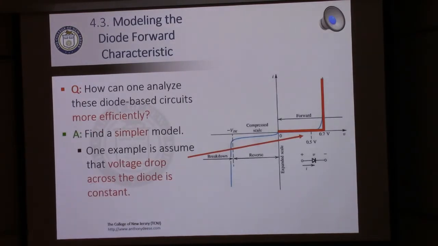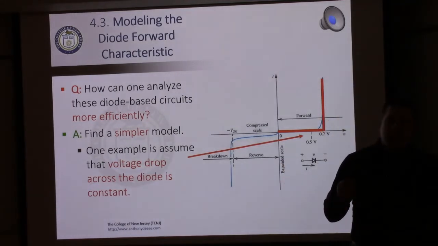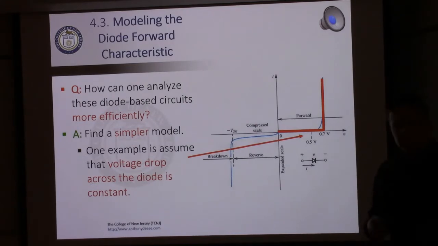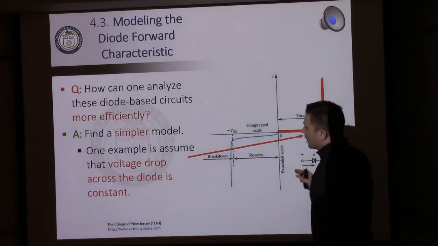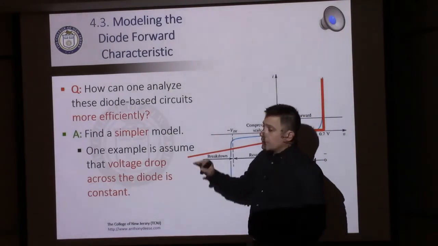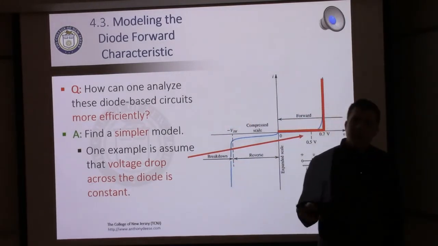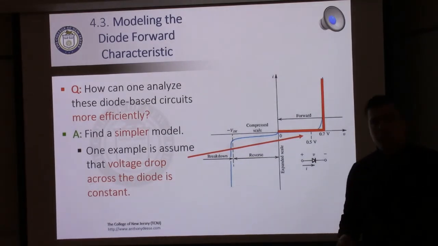All right, so next question is, how can one analyze these diode-based circuits more efficiently? We just saw that using the exponential model has its disadvantages. And so how can we do this more efficiently? We need to find a simpler model. Now, one simpler model we've already talked about. That's the ideal diode model. But perhaps that's a little bit too simple. Is there something in between that we can rely on?